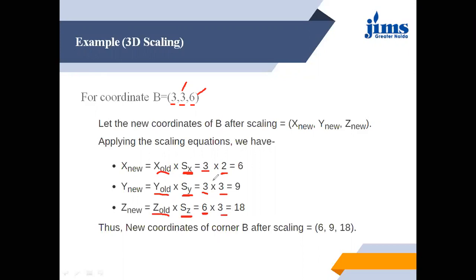So it will be 3 multiplied by 2, that is 6. 3 multiplied by 3, that is 9, and 6 multiplied by 3 is 18. So the coordinates of the new point are 6, 9 and 18. These are the new coordinates of point B.